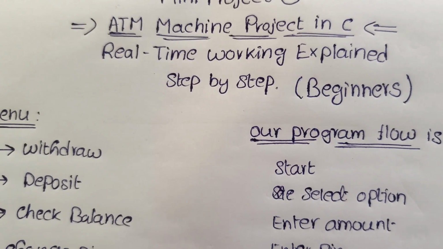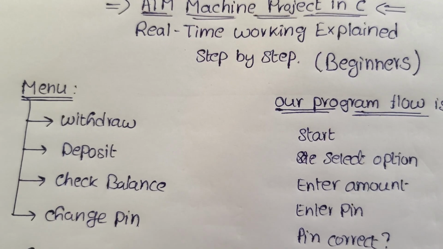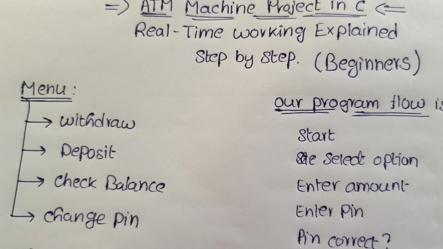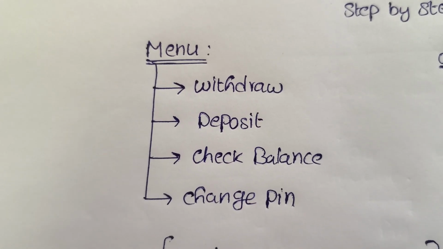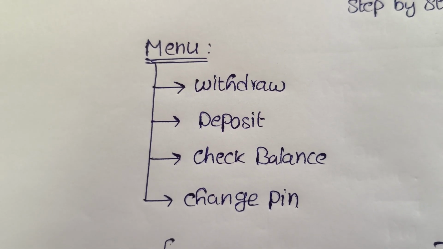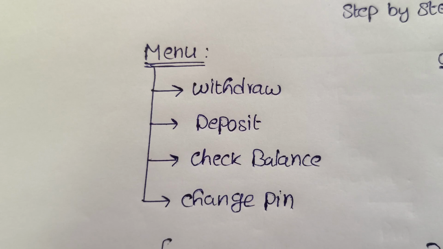Okay, let's quickly start our session. Now tell me one thing. All of you have used an ATM machine in real life, right? When you go to an ATM, first it will ask you to select an option like withdraw, deposit, check balance, change pin, or anything. Based on the option we select, the ATM performs the required operation, right?